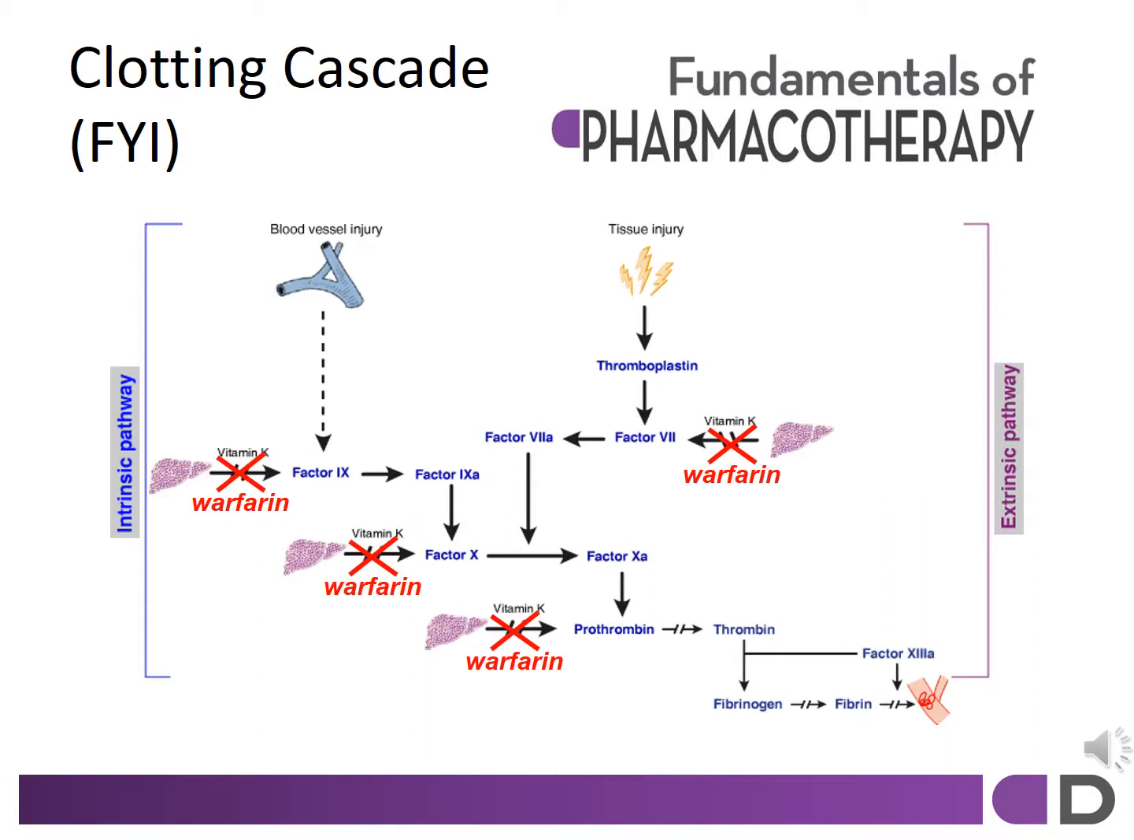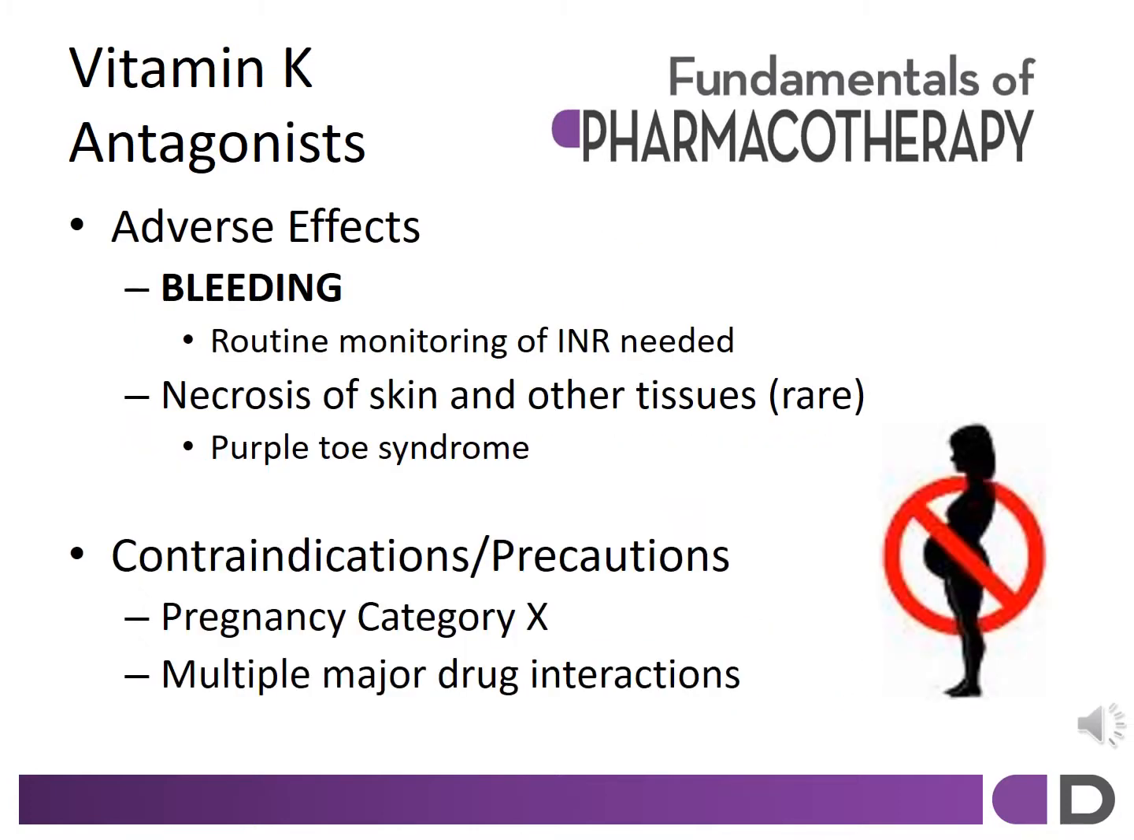So now, going back to our clotting cascade, wherever you see vitamin K on this diagram, that is where warfarin acts to prevent clot formation. Unsurprisingly, the main adverse effect of warfarin is bleeding. Patients on warfarin must have their INR monitored regularly. An INR is a measurement of how long it takes blood to clot.